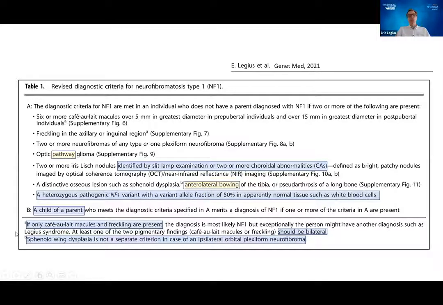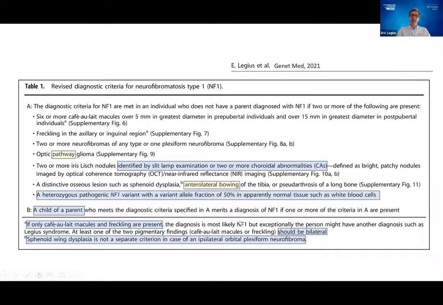In the meantime, we know that café au lait macules and freckling can also be present in other conditions, and that it is not necessarily always neurofibromatosis type 1. Therefore, we added a note at the bottom of the table saying that if you have café au lait macules and freckling, these are two separate criteria. And then, of course, you can make the diagnosis of NF1, which is then most likely, but in exceptional cases, it might be another condition.